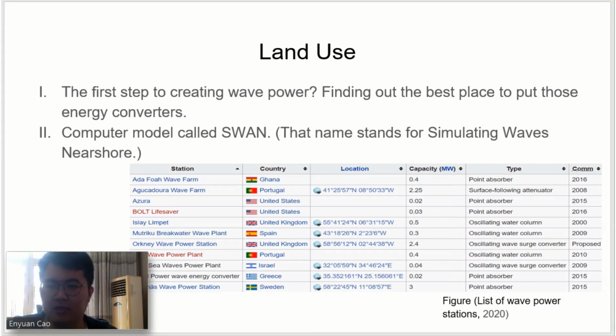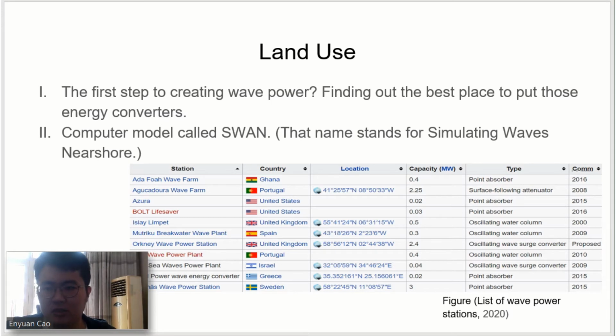To find the best location, scientists turn to computer models. A computer model called SWAN. The name stands for Simulating Waves Nearshore. SWAN was developed by researchers at the Delft University of Technology in the Netherlands. It can predict the intensity and location of the wave energy. To this end, it considers factors such as wind, seabed characteristics, and the interaction between multiple waves.